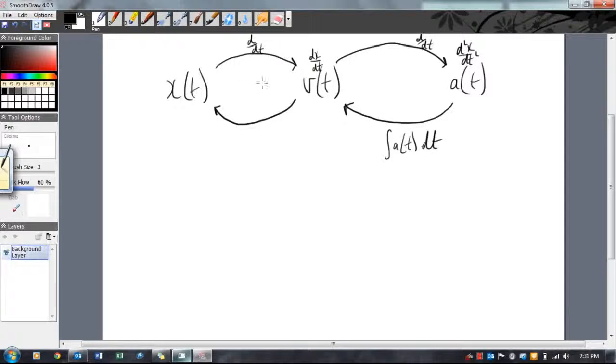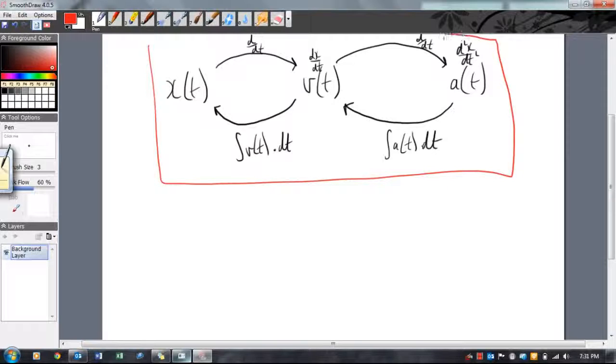Velocity function, how do we get back to the position function? That'll be the integral of v(t). We take the anti-derivative to get back to x(t). And this is a really important relationship to understand, how to get between position, velocity, and acceleration.